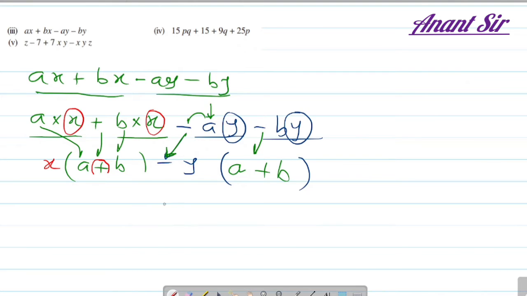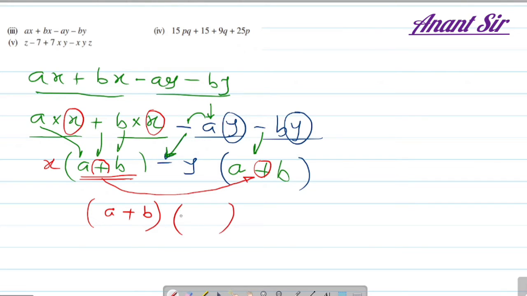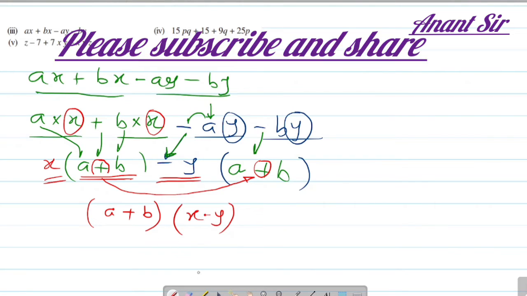Either you remember this, or just remember a simple magic trick: whatever sign is there in the first bracket, give it in the second bracket, and you will definitely get the answer correct. Okay, so now as these two brackets are same, write them in one bracket and write the terms which are left outside in the second bracket. So x minus y goes in the second bracket. So this is our final answer, friends.